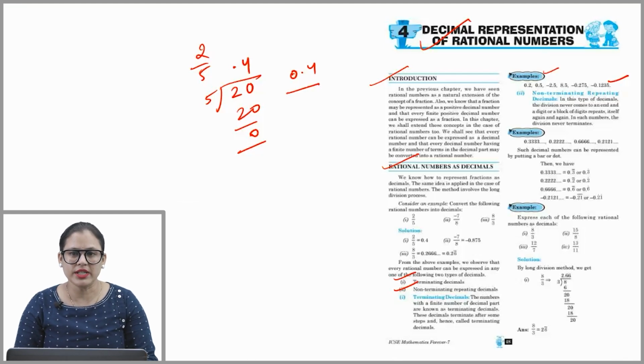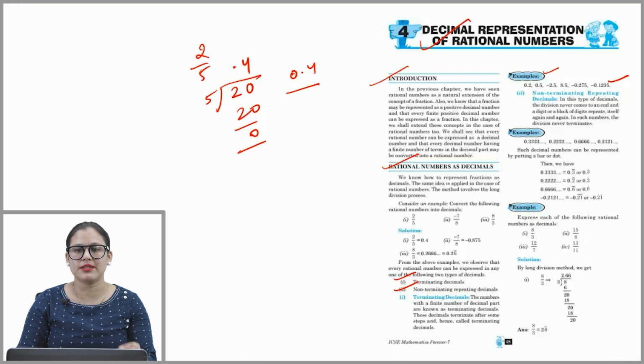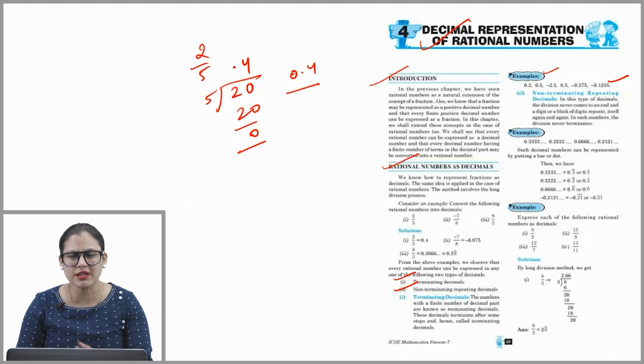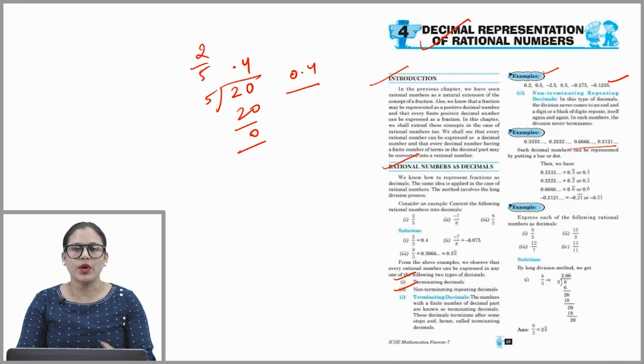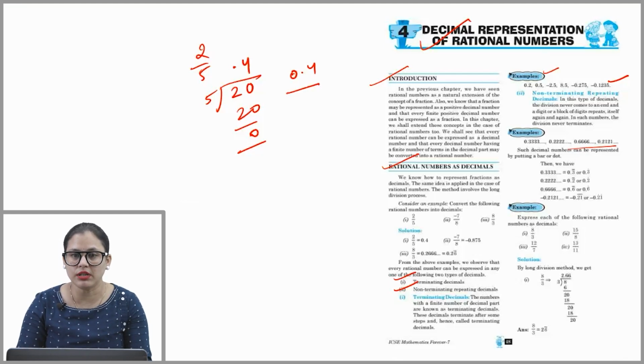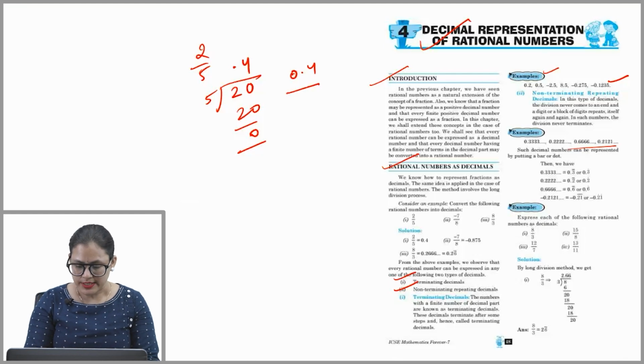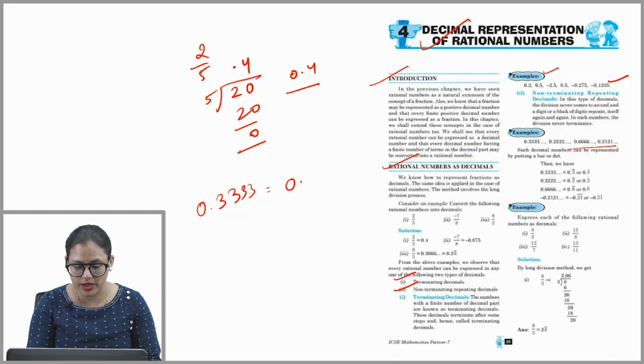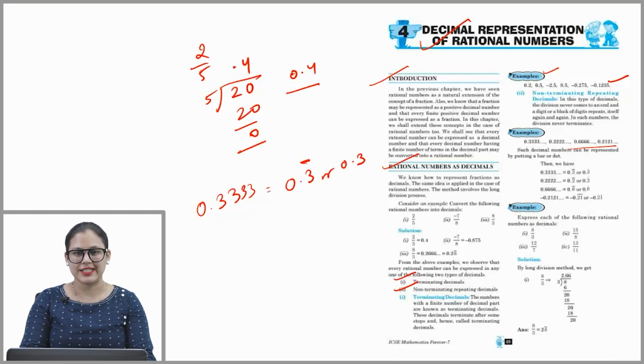And number 2, non-terminating repeating decimals. In this type of decimals, the division never comes to an end and a digit or a block of digits repeats itself again and again. In such cases, the division never terminates. For example, all these decimals are non-terminating repeating decimals, and these decimals can be represented by putting a bar or dot. For example, 0.3333, we can represent it as 0. by putting a bar, or you can also write 0.3, right?